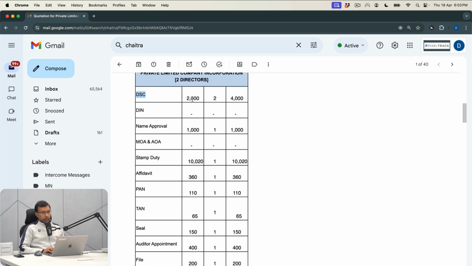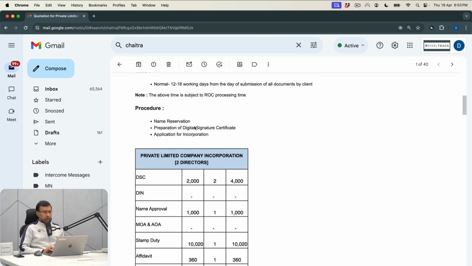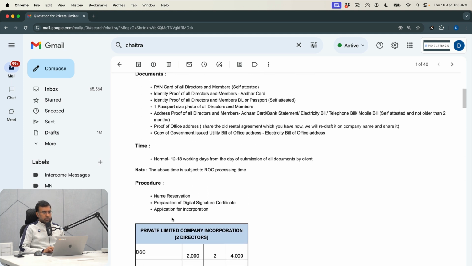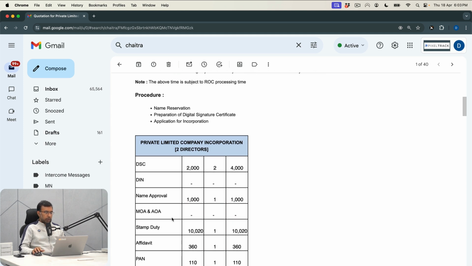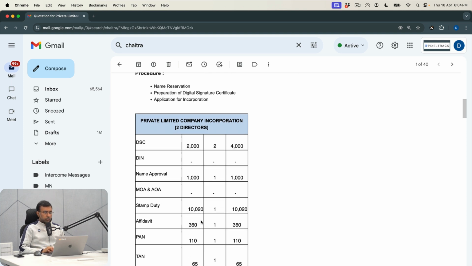Digital signature certificate, 2,000 rupees. DIN, if you already have a DIN, then it's not required. If you don't have a DIN, director identification number, then you have to apply for that. I don't know why Aadhaar card number cannot be taken as DIN, but that's the requirement. Name approval. So you are applying for a name and that gets approved. There is a separate cost of 1,000 rupees for it. Stamp duty, 10,020 rupees. MOA, AOA, no separate cost for that.